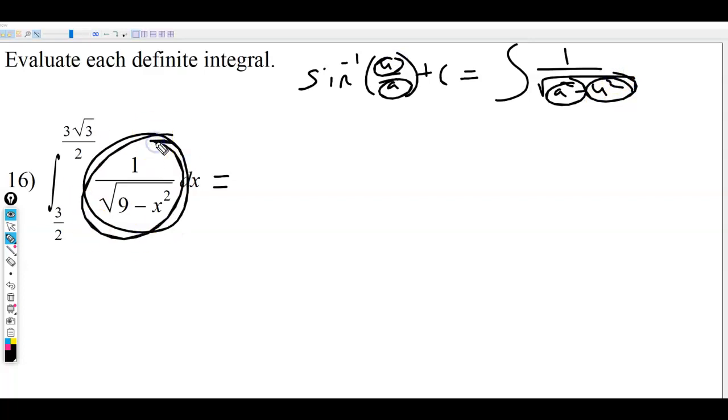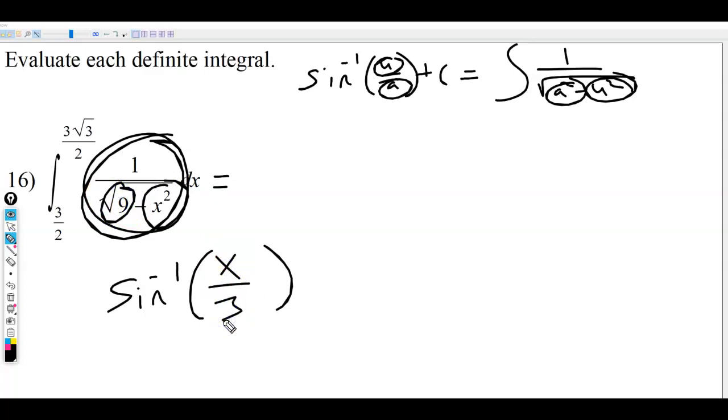So the integral of this is pretty simple. It's going to be arc sine, and we take the square root of that, that's the numerator. Take the square root of that, that's the denominator. And we don't put a plus c when we do definite integrals, right?